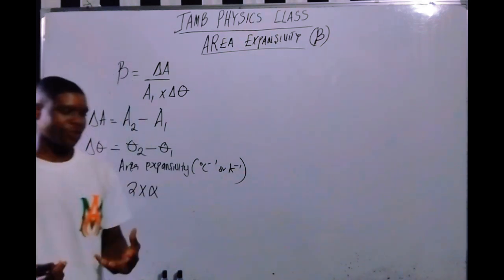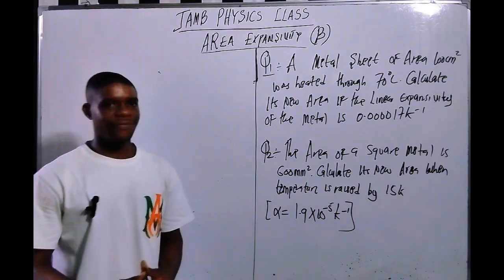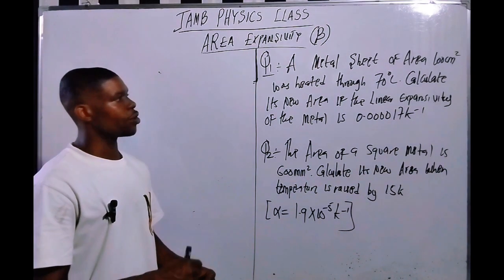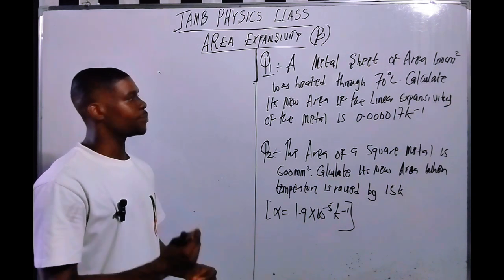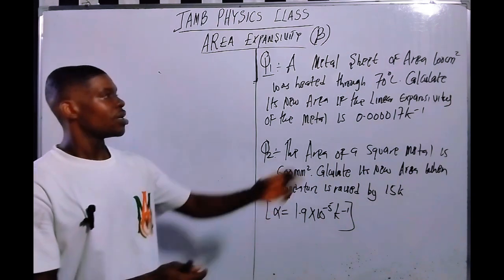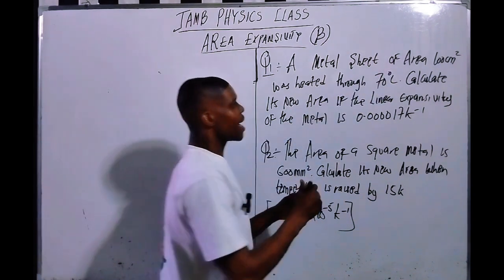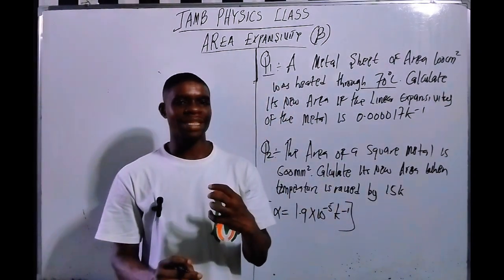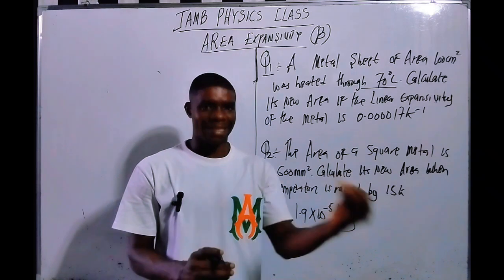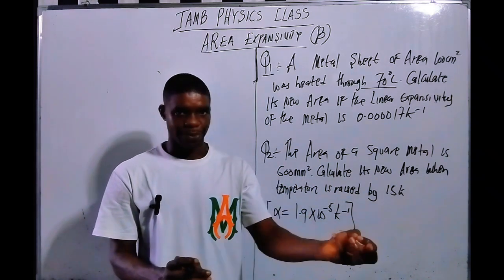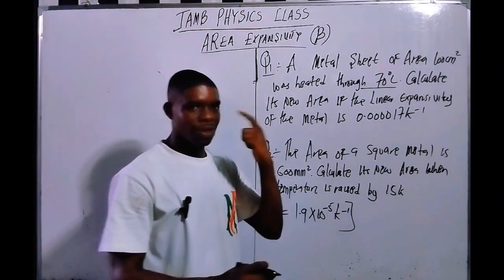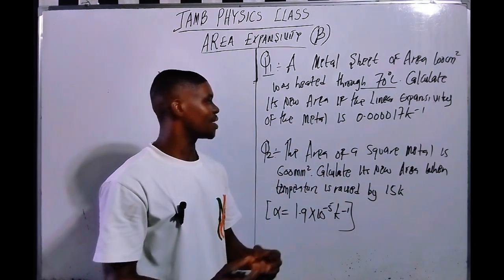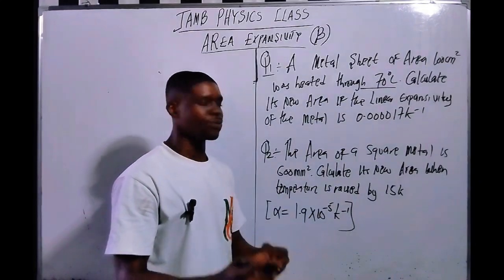So we are going to look at some questions now. Here we have our first set of questions. Question 1: a metal sheet of area 100 cm² was heated through 70 degrees centigrade. Now, mind this word: through 70 degrees centigrade. It means that it is the increase in temperature, that is, the change in temperature. Please understand this kind of question. Calculate its new area if the linear expansivity is 0.00017 per Kelvin.